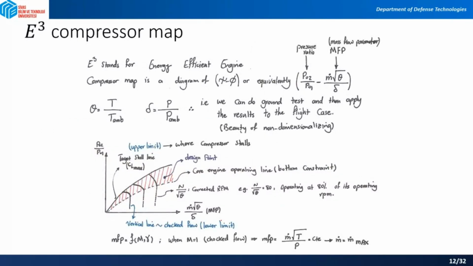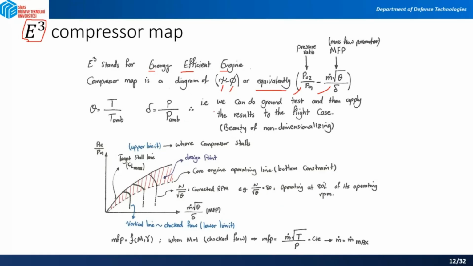While you are reading the literature, you may come up with this E3. This E3 means energy efficient engine. As we said, the compressor map is a diagram of psi versus phi, or equivalently pressure ratio versus our mass flow parameter, which is m dot square root of temperature ratio over delta. Delta is P over ambient pressure.